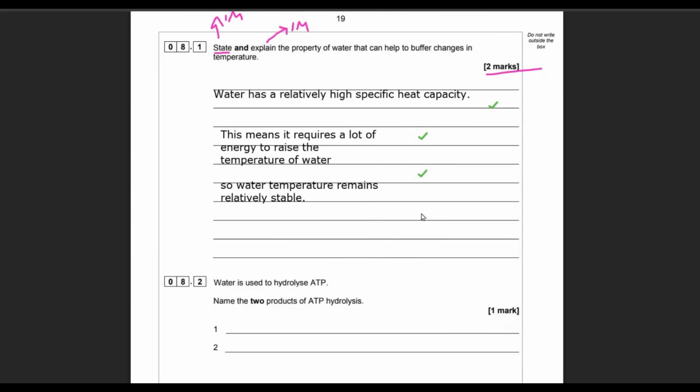And there we go. You only need 2 points for this. So this first point is you have to get that, a high specific heat capacity. And then the explanation is here: it requires a lot of energy to change the temperature of water.